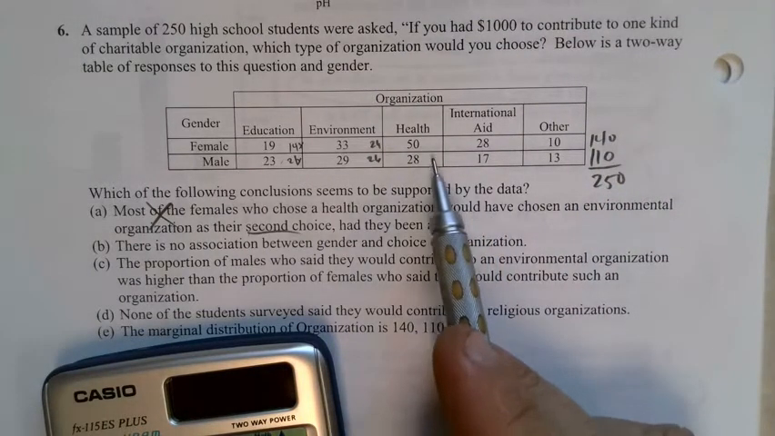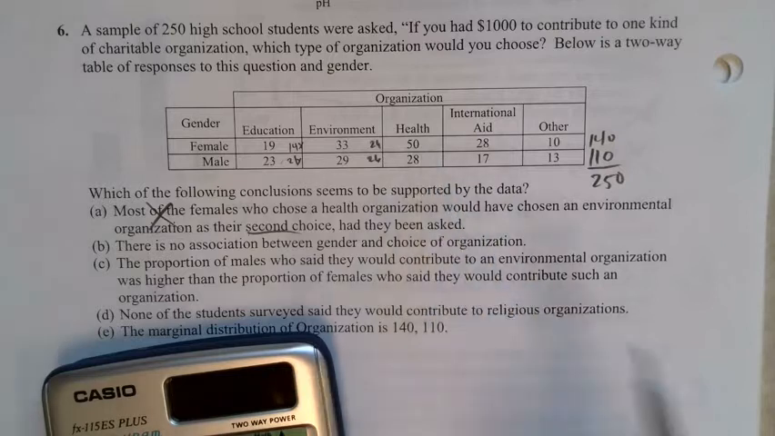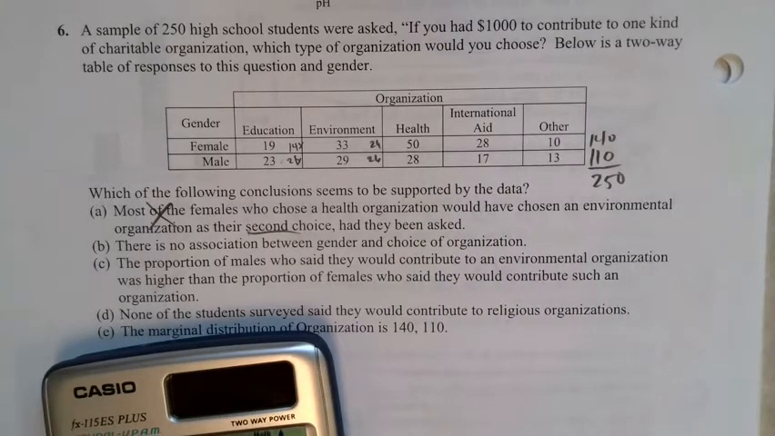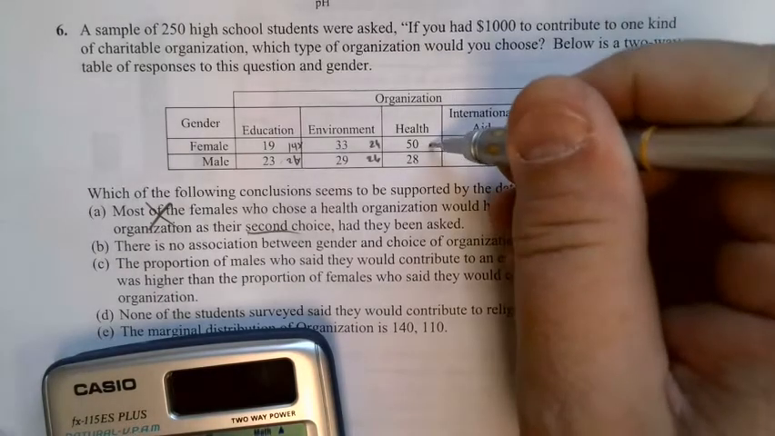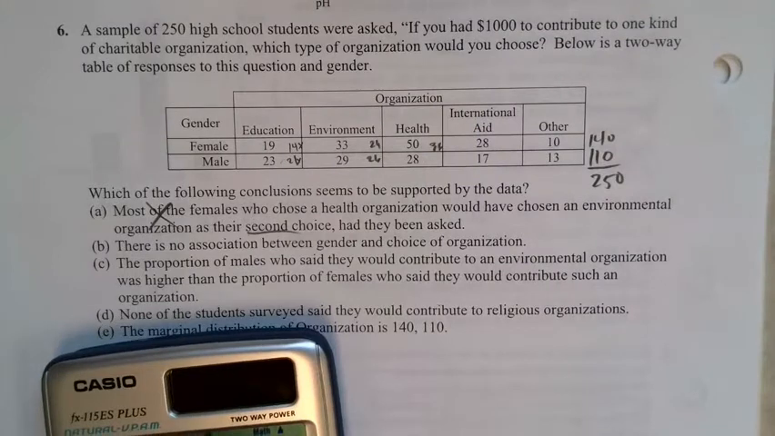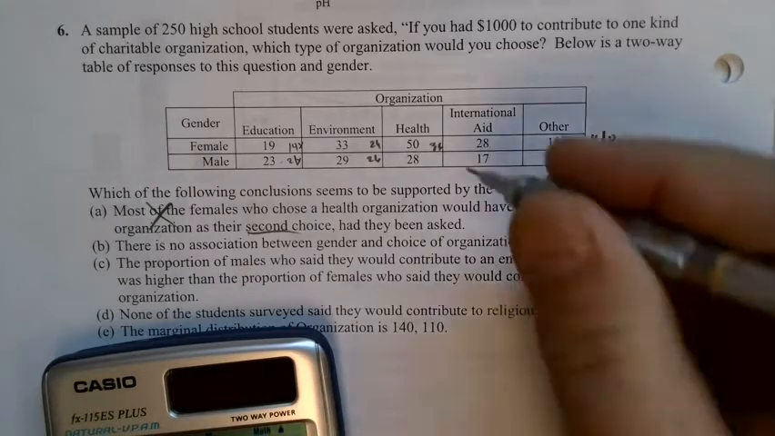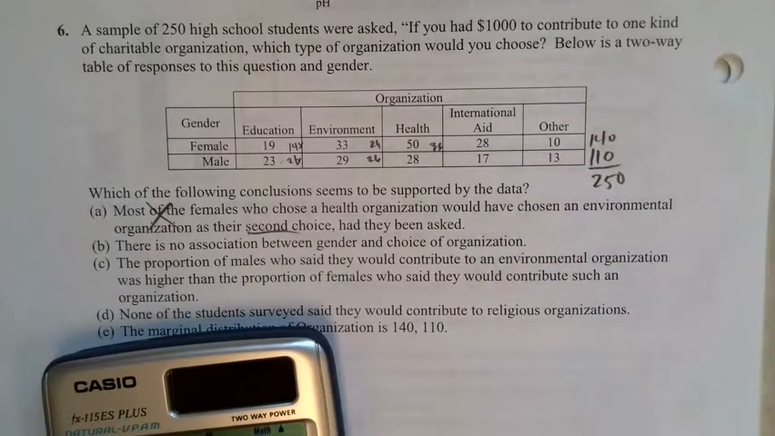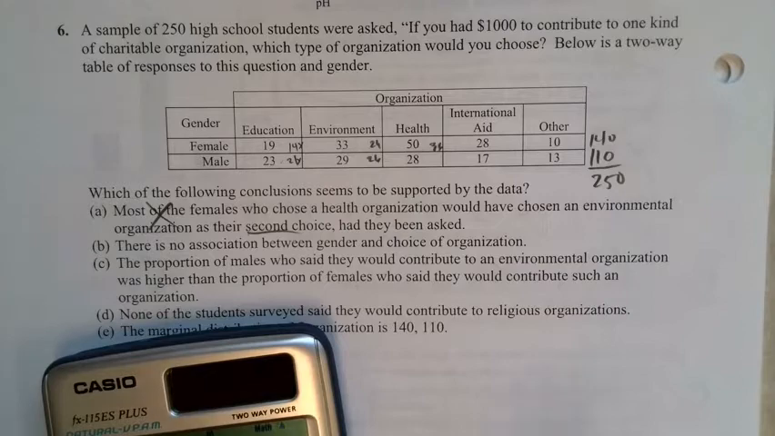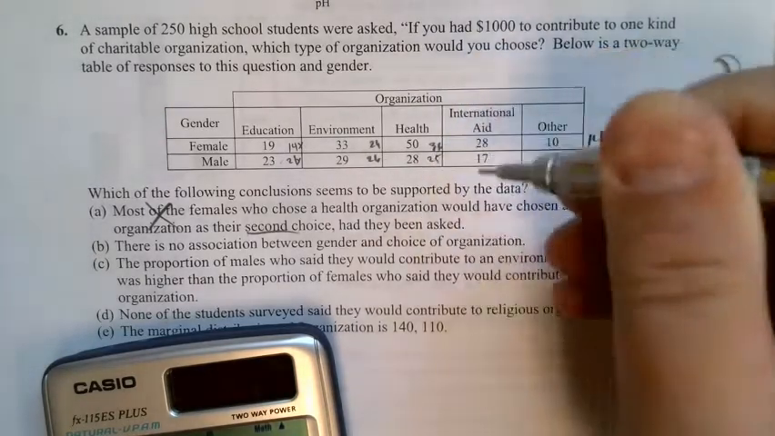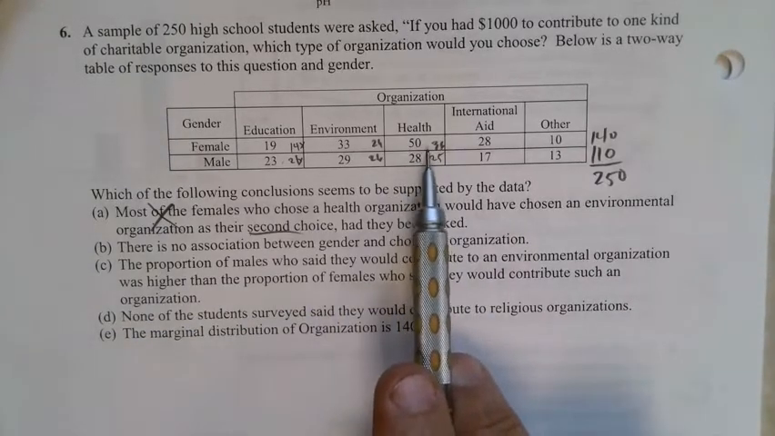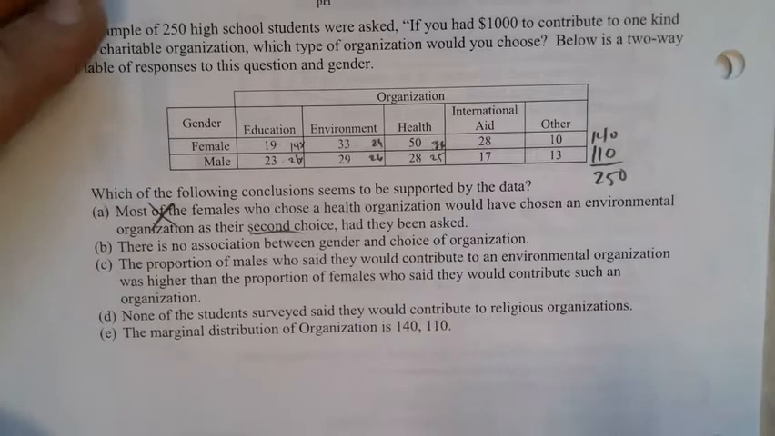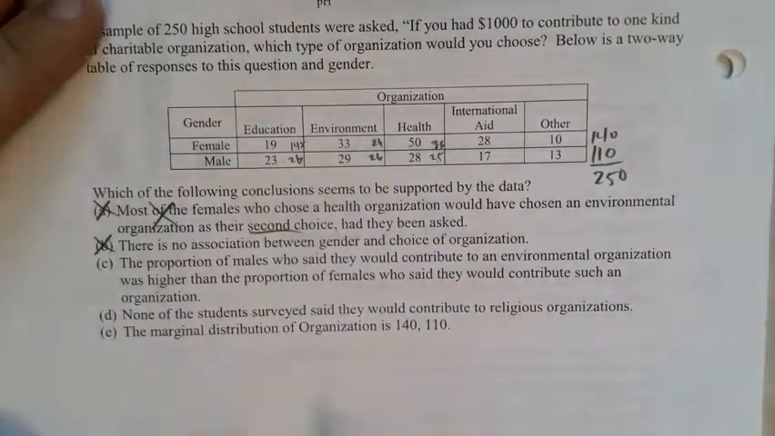Oh, look at this. Those are so different. 50 divided by 140 is 36%, where 28 out of 110, that's not even close. That's 28 divided by 110. Sorry, I typed in the wrong thing. That's 25%. These are so far off. These are so far off right now, the proportions, that I could think there's definitely an association. So there is definitely an association.